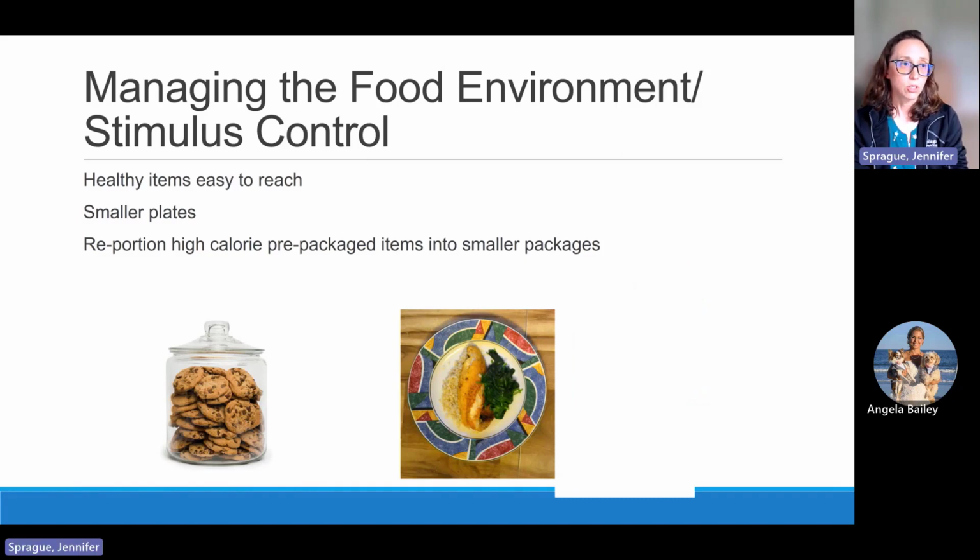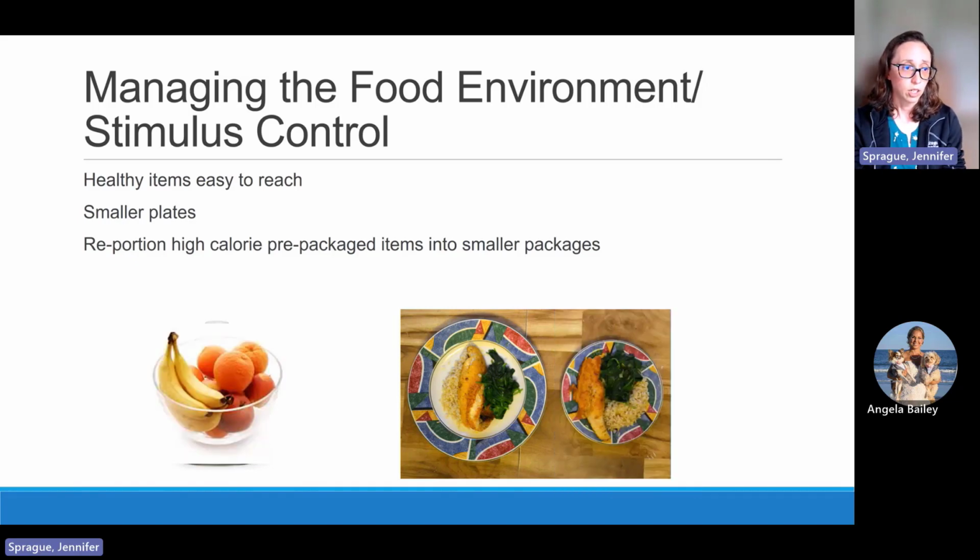Thinking about the stimulus control or managing the food environment, it's not always possible to overhaul the entire diet in a single step, but you've got to give them education on what they can do and work towards little changes. So instead of a cookie jar sitting on the counter, replace it with a bowl of fruit. Think about using smaller plates. So this is the same amount of food on both plates, but you can see on the smaller plate, it looks like a lot more food. So someone may feel more satisfied because they think they're getting more in the first place. Repackaging high-calorie foods into smaller pre-portioned packages also limits the amount eaten in a single setting.